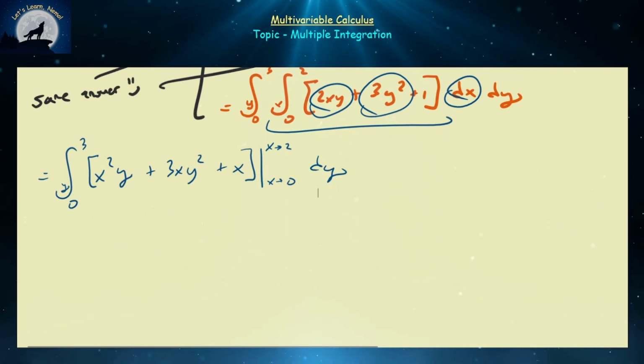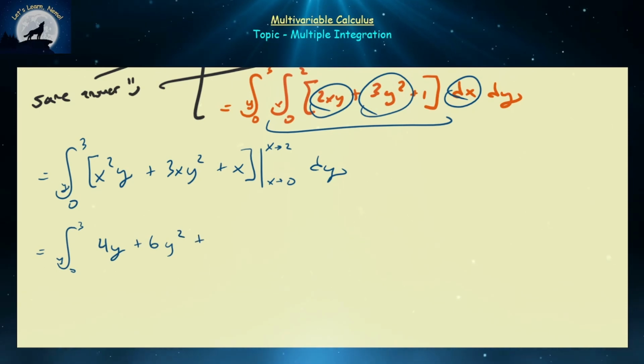All right, so once we're done here, what are we going to have? So take a moment and evaluate this. So we're going to have 2 squared, which is going to be equal to 4. So the integral from 0 to 3 of 4y, and then 2 times 3, that's going to be equal to 6y squared, and then we're going to have plus 2.